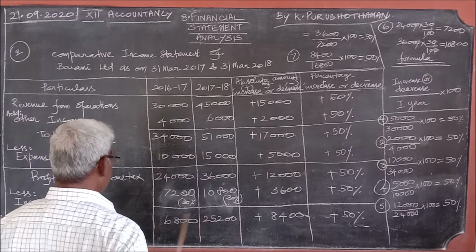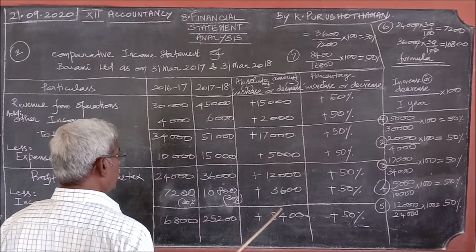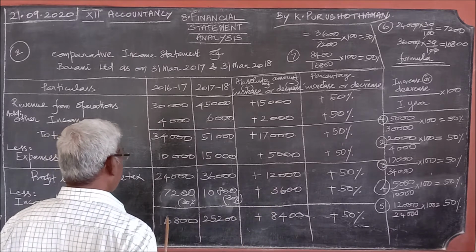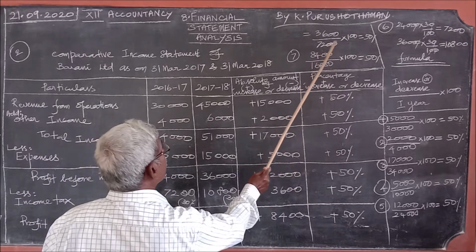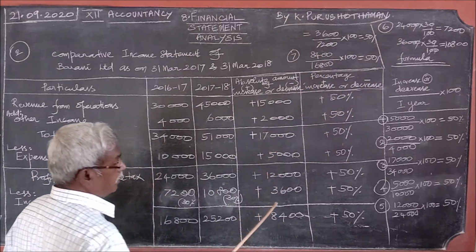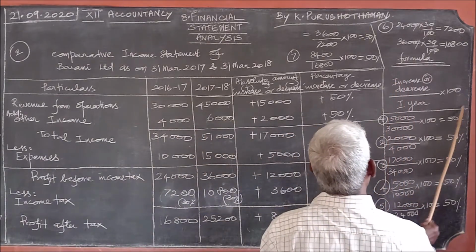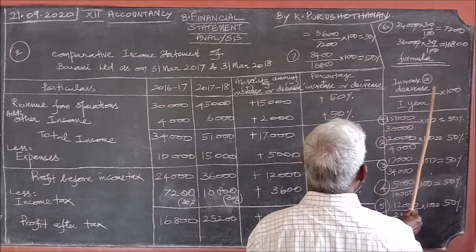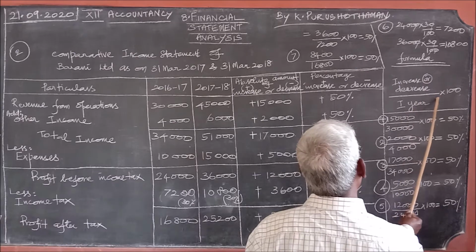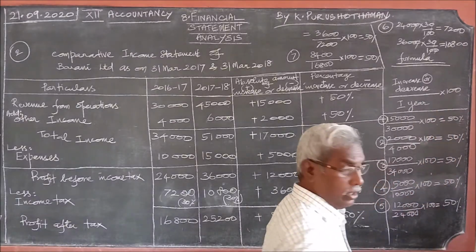How much is the increase in it? 8,400. So therefore, increase by first year into 100. 50%. Okay, this is the problem. Don't forget this formula. Increase or decrease by first year into 100. Okay.